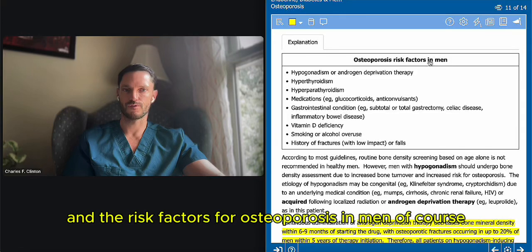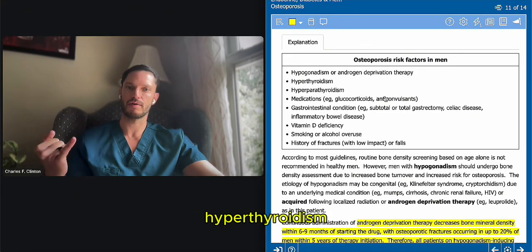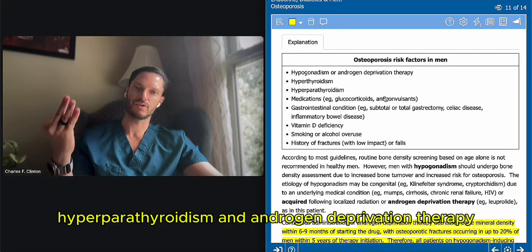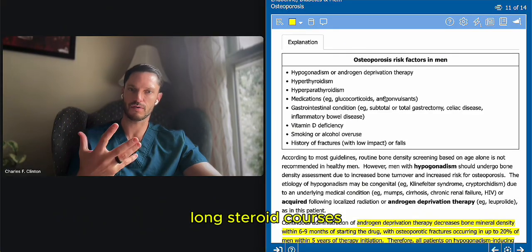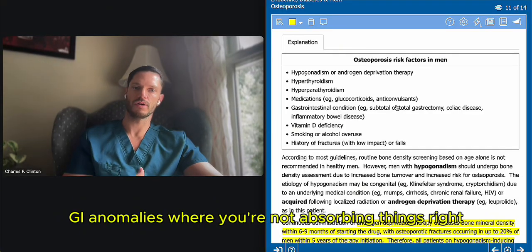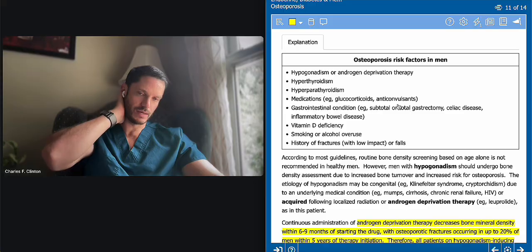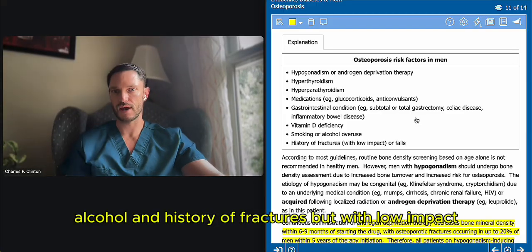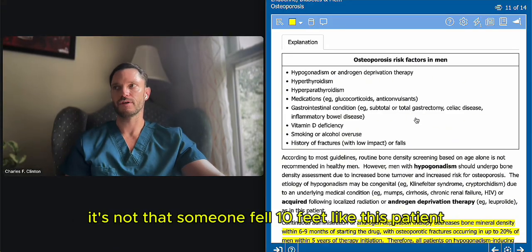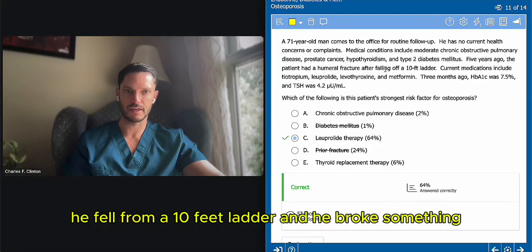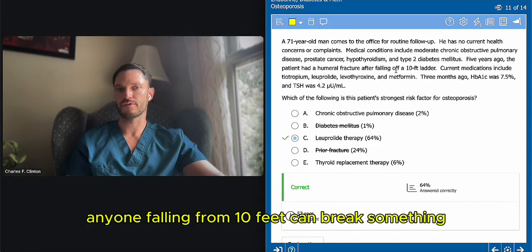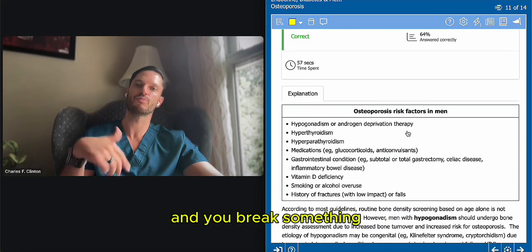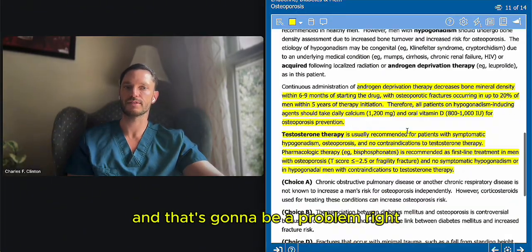And the risk factors for osteoporosis in men, of course, hyperthyroidism, hyperparathyroidism, androgen deprivation therapy, long steroid courses, GI abnormalities where you're not absorbing things right, vitamin D deficiency, smoking, alcohol, and history of fractures, but with low impact. It's not that someone fell 10 feet, like this patient, he fell from a 10 feet ladder and he broke something. Anyone falling from 10 feet can break something. If you fall from your own height and you break something, that's going to be a pathologic fracture, and that's going to be a problem, right?